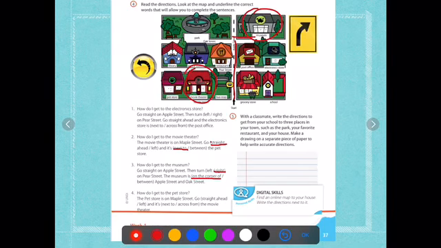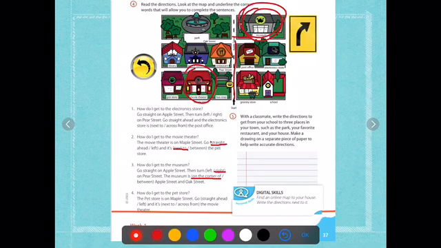On the corner of Apple Street and Oak Street. Okay, Apple Street and Oak Street. This is Oak and this is Apple Street. So it is right in the corner. And there you go, the museum.